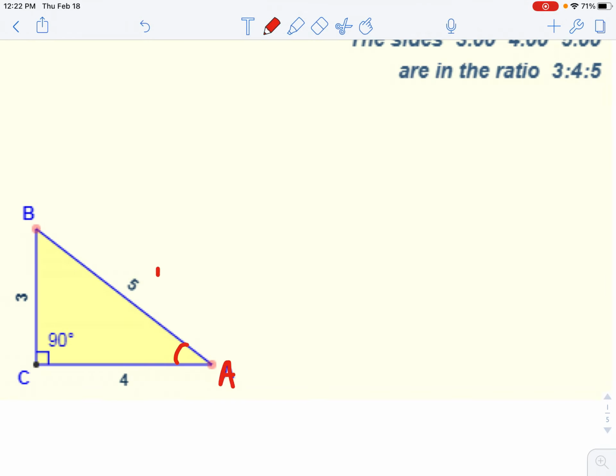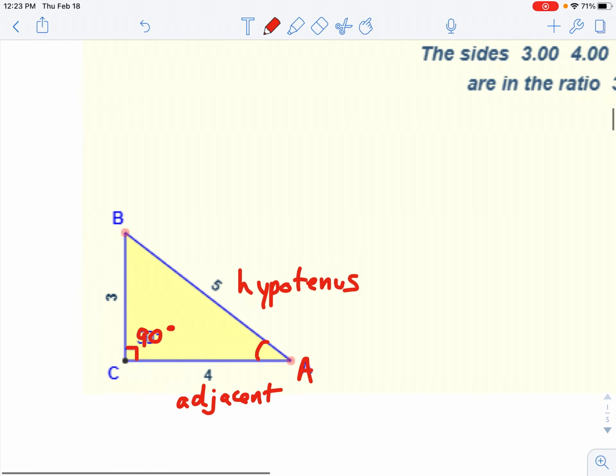Angle A right here. Now, I'm going to label the sides with respect to angle A. The hypotenuse is always the hypotenuse. It's always opposite the 90-degree angle, the right angle. Side 4 touches angle A, so that's the adjacent side. This is the side that touches angle A and is not the hypotenuse. And then we have the opposite. The opposite side does not touch it.